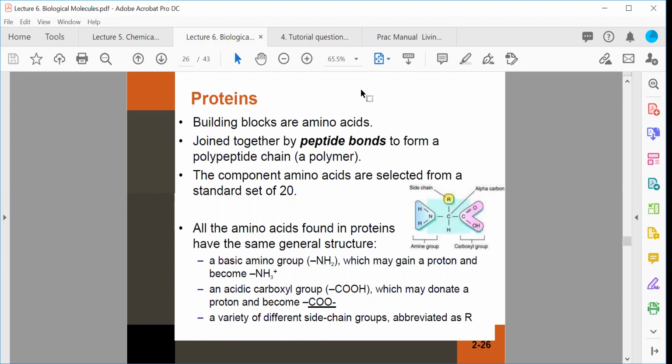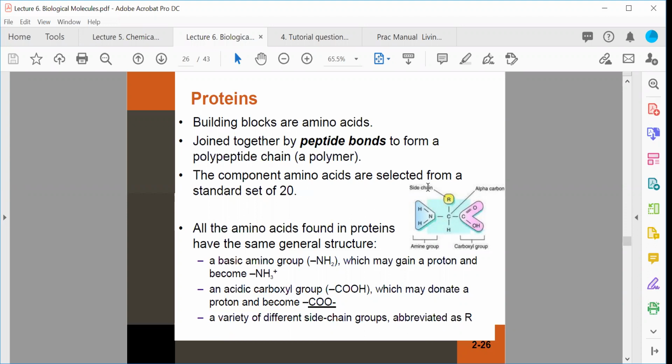We don't call it a protein yet. It has to go through several steps before it becomes a functional protein. At this stage, when the amino acids are just linked together in a chain, we refer to it as a polypeptide, which of course is a polymer. And the monomer units are the amino acids. The component amino acids are selected from a standard set of 20, and this is in both plants and animals.